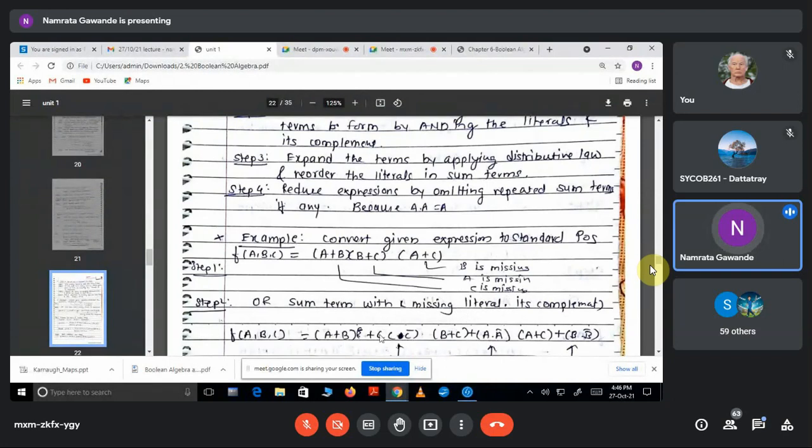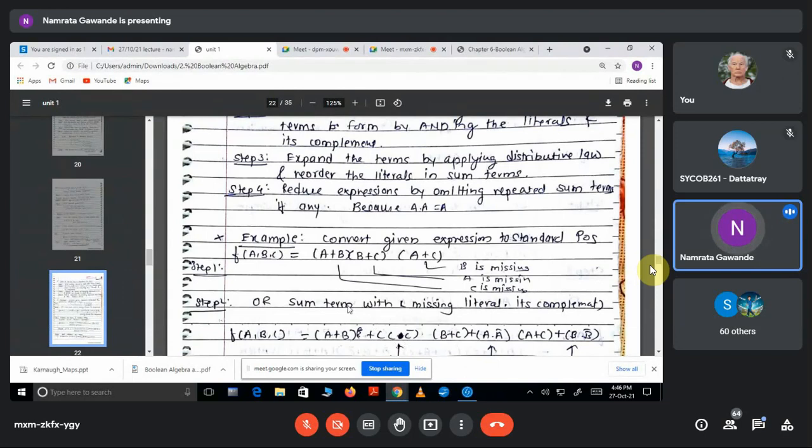So here you can see this particular example, A plus B, right? Maybe this is not clearly visible to you. See, this is actually the bracket, okay? Plus, in this bracket, C dot C bar is given. So which one is the missing literal? C. So what is taken? C dot C bar, the missing literal and its complement, but you have to take a product of that.